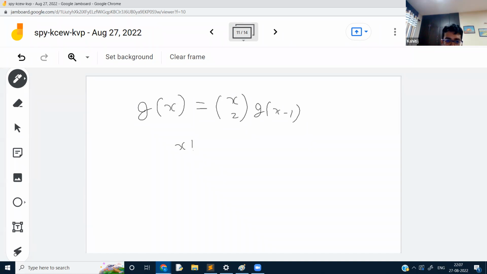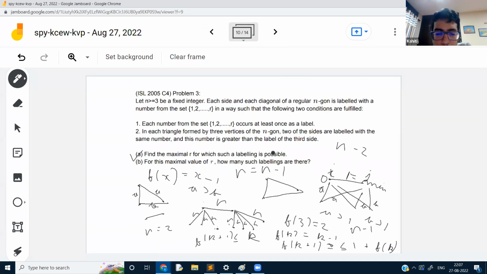And so this can be expanded as x factorial, x minus 1 factorial. Since you see G3 is equal to 3, and G2 we will actually assume is equal to 1. So it can be easily shown that if we expand this, x will come out as x factorial, x minus 1 will come out as x minus 1 factorial, and the 2 in the denominator of the combination will come out as 2 to the power n minus 1. This solves this problem basically.